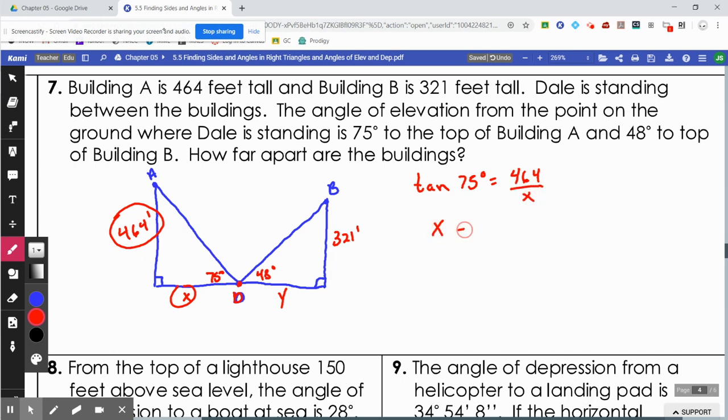To find the value of x, we're going to do 464 divided by tan 75, and that's going to give us a value of 124.3, and that's in feet.